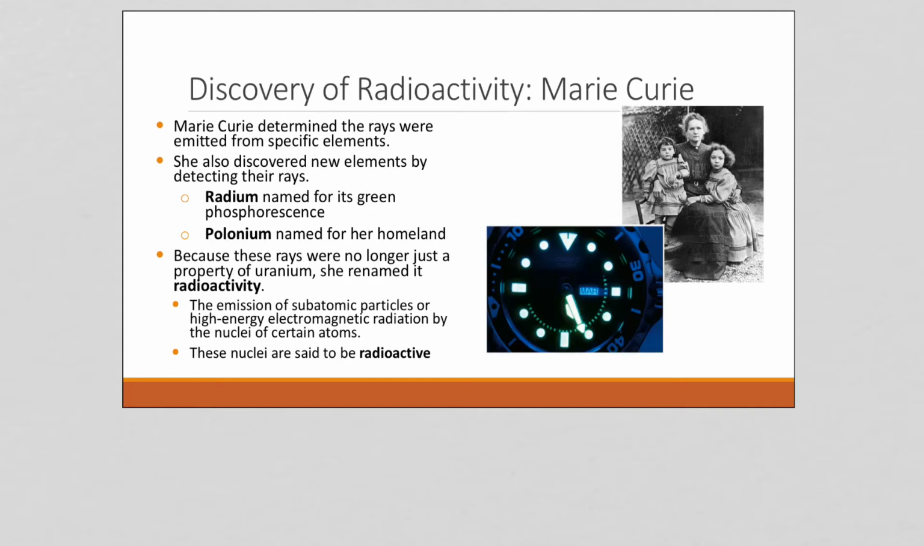She also is credited with discovering 2 new elements. Radium, which is known for its green phosphorescence, along with being radioactive, and polonium, which was named after her home country of Poland. If you look at the watch here, this is a radium watch, right? So this goes well beyond your glow-in-the-dark watch that you might be familiar with, that has glow-in-the-dark numbers.